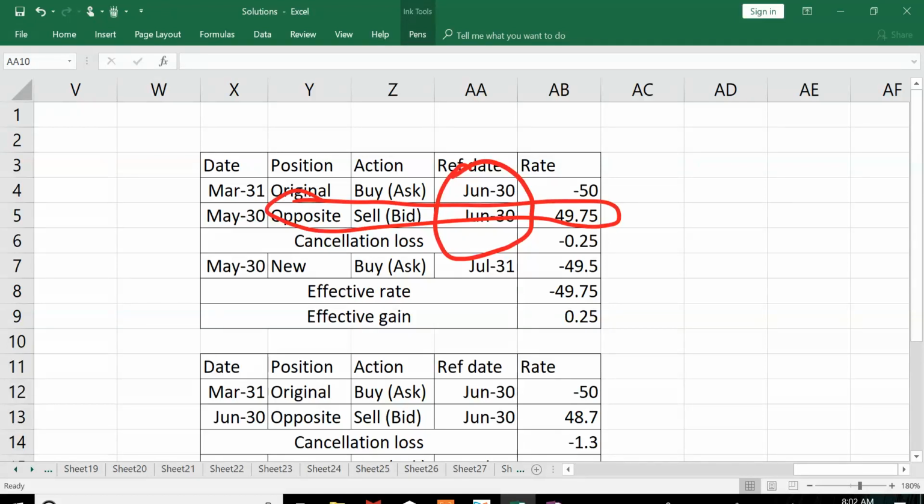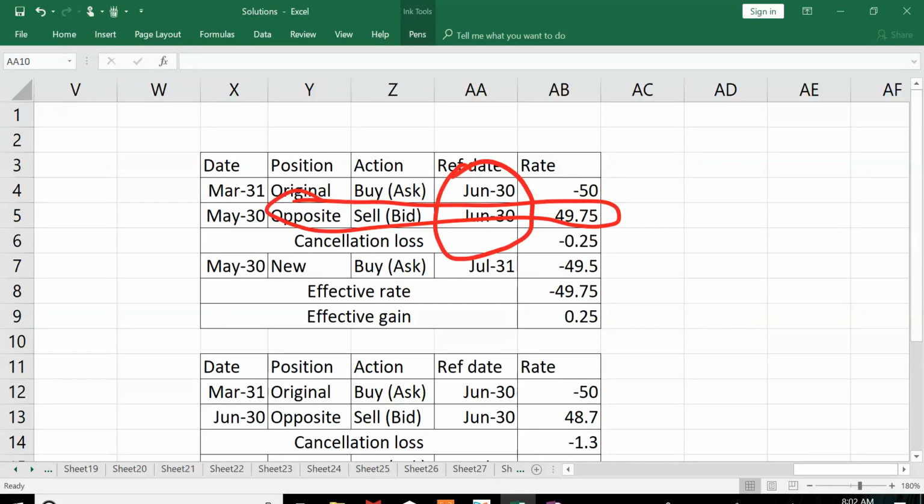The cancellation will happen on the date on which the customer appears at the bank. So if he comes on July 10, you have to take the July 10 rate for cancellation. If he comes on July 15, you have to take the July 15 rate for cancellation. The rules remain the same. March 31, original, buy, ask, June 30 minus 50. He comes on July 10, opposite, sell, bid and all remain the same.